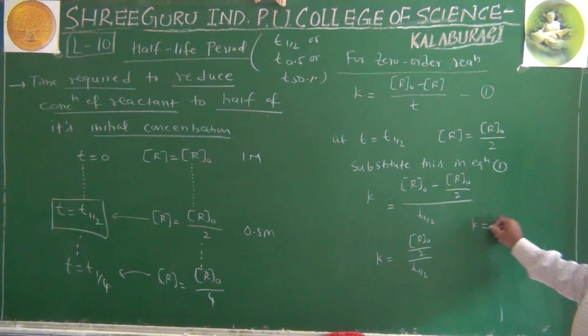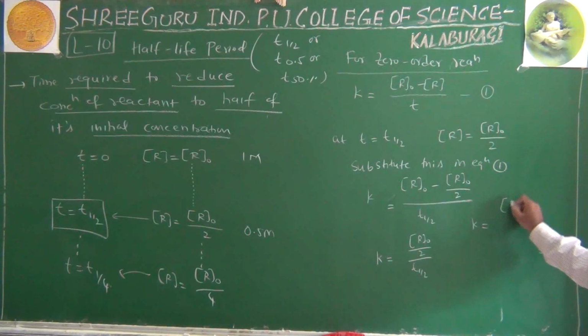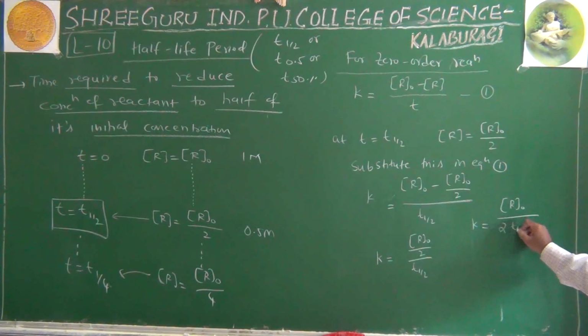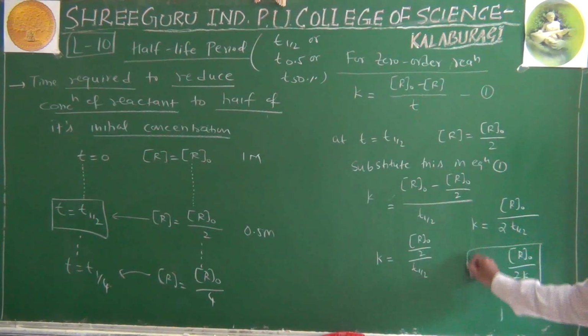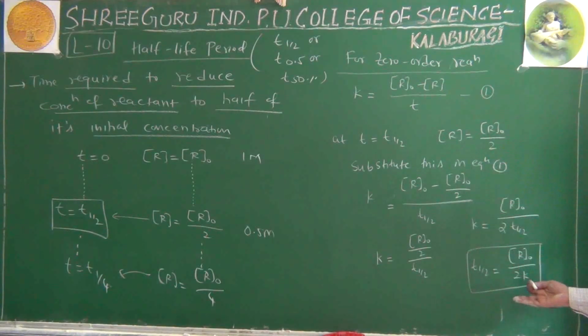So we can say K equals R0, the initial molar concentration of the reactant, divided by 2 multiplied by half-life period, and this half-life period is equal to initial molar concentration divided by 2K. So this is the equation. Only 3-4 steps you will obtain it.